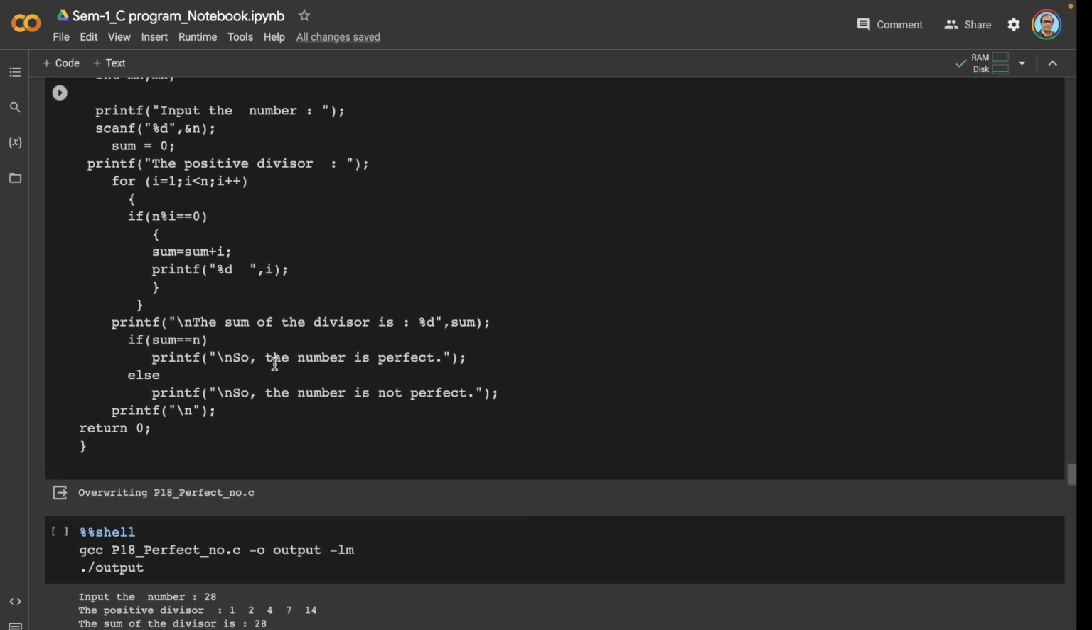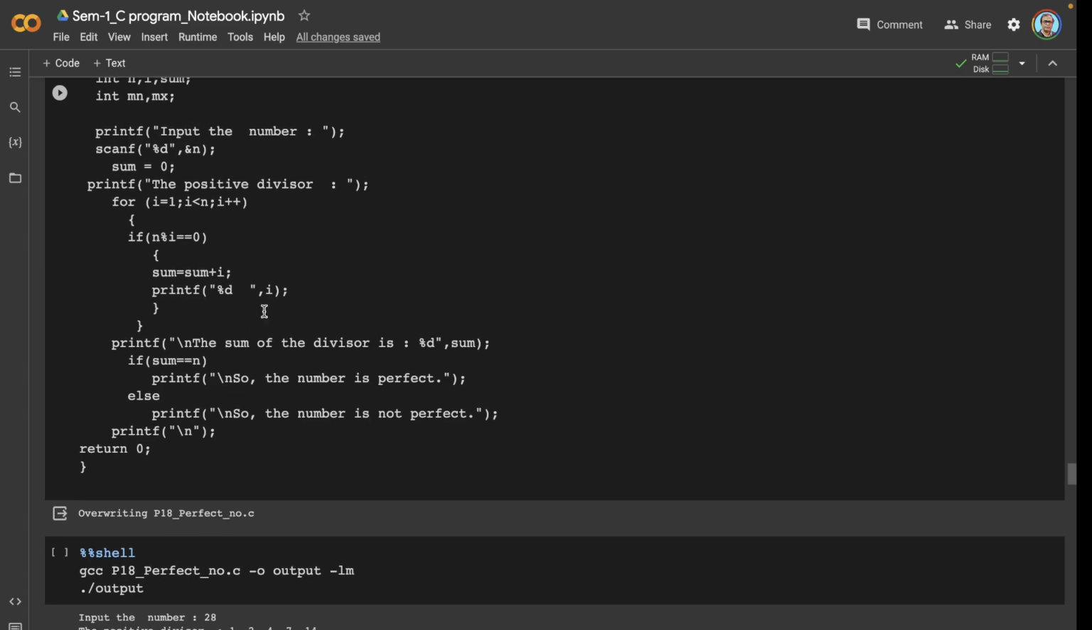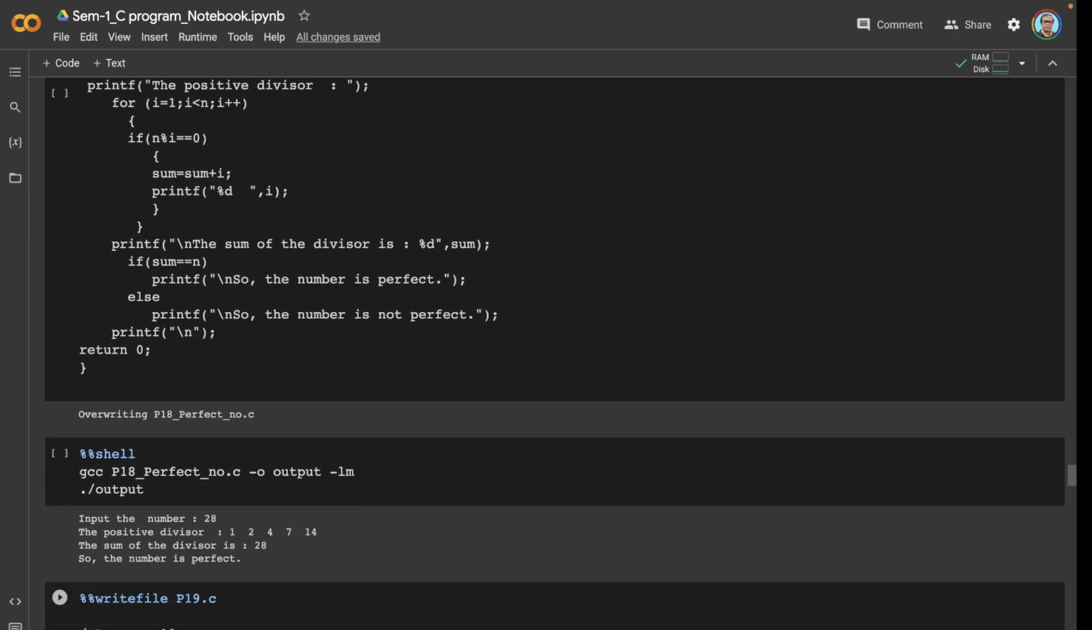So here we print the divisors. The positive divisors are printed, print this i to check the divisors. So here we input 28, and the positive divisors are 1, 2, 4, 7, and 14. So the sum of the divisors is 28. So it is a perfect number.